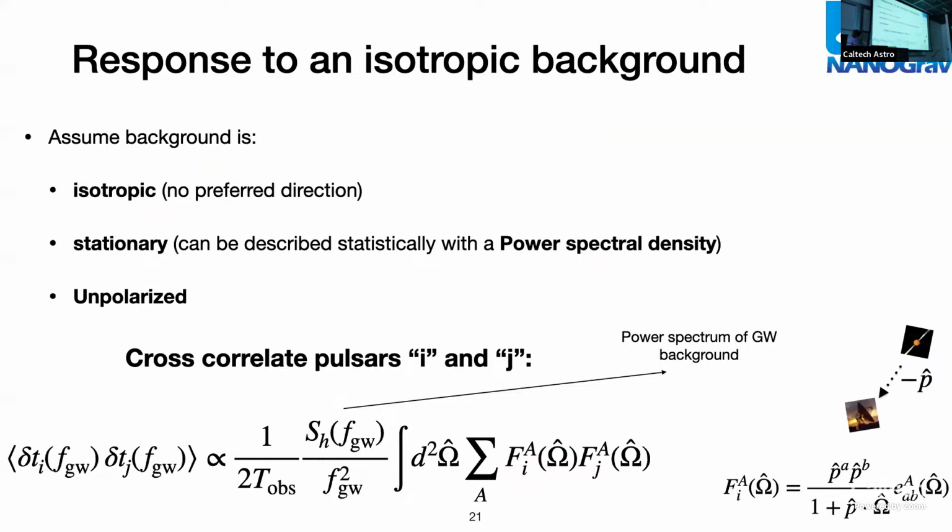So if we're talking about a background of unresolved supermassive black holes, then we're going to make some simplifying assumptions. We're going to assume that this background is isotropic, so no preferred direction on the sky. And this might break down if our signal is dominated by some small number of supermassive black hole binaries. But if we assume that the signal is dominated by a large number, then probably it doesn't matter what direction we look in. We're going to assume that this signal is stationary, which for us means that it can be described statistically with a power spectral density. And then the last thing we're going to assume is that it's unpolarized.